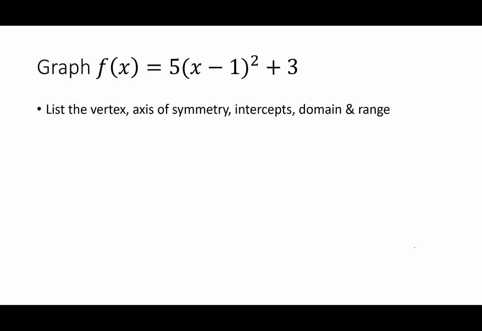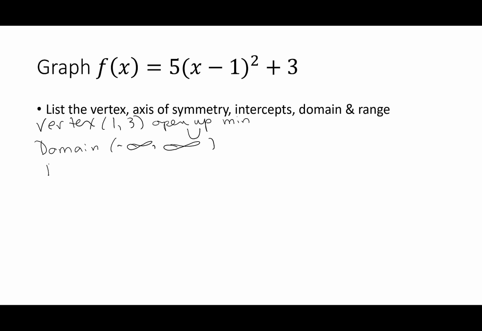One more. This one has a little twist to it. This says list the vertex, axis of symmetry, intercepts, domain, and range. So, like the last couple, I'm going to start with the vertex, which is 1, positive 3. It's going to open up, which means it has a minimum. And the minimum value would be 3. So when I look at the domain, it's negative infinity to infinity. And when I look at the range, it's 3 to infinity.